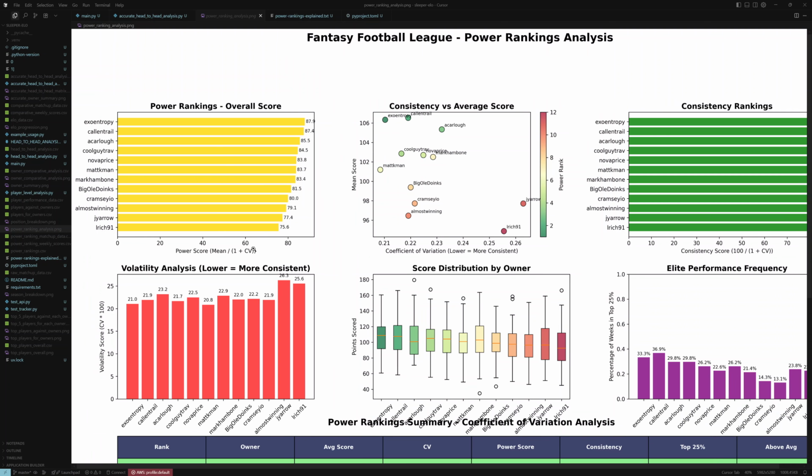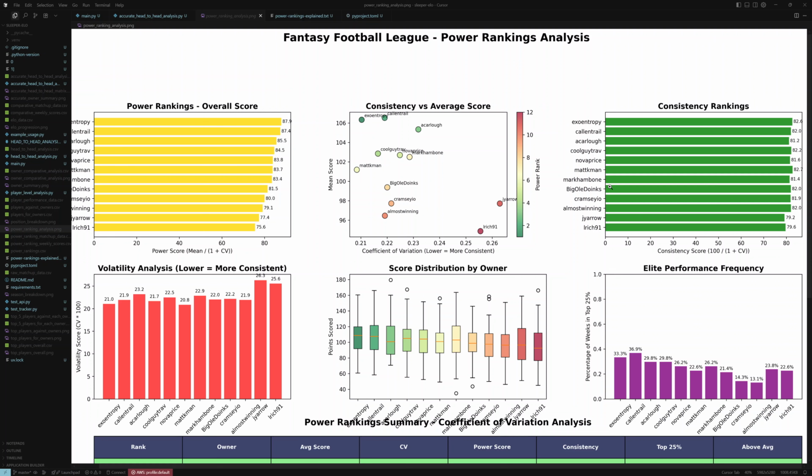So it just gives this kind of power score, which is that average over 1 plus that coefficient of variation metric. And this is the resulting ranks that it came out with. So you can see where you fall there. Then it just gives the same numbers in different charts. Again, Cursor just did all of this on the fly. Crazy. So we can see here your consistency score is down here on the bottom.